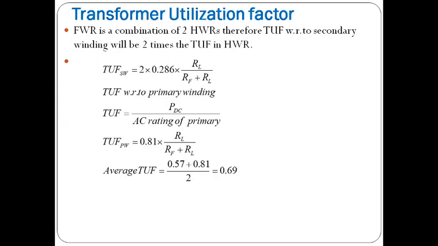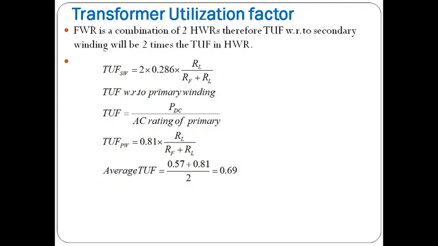Next, the transformer utilization factor. It always indicates how much we are utilizing the transformer output. So it is again a combination of two half wave rectifiers, because the transformer secondary winding is divided into two parts. So whatever we found, the transformer utilization factor TUF in the center tap rectifier is 2 times the half wave TUF value.